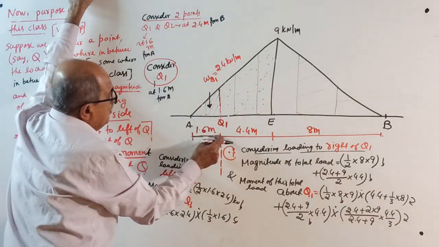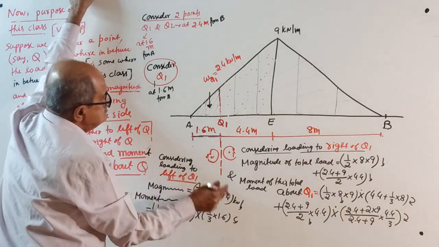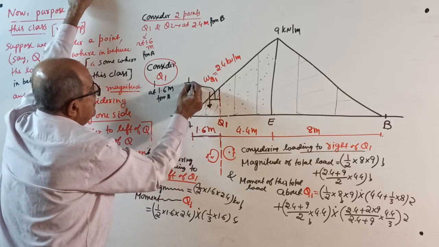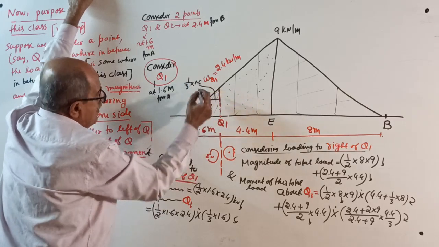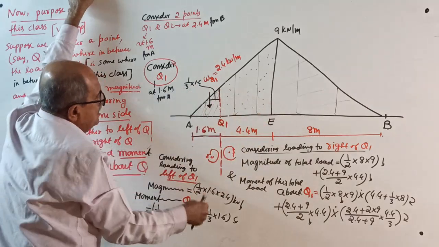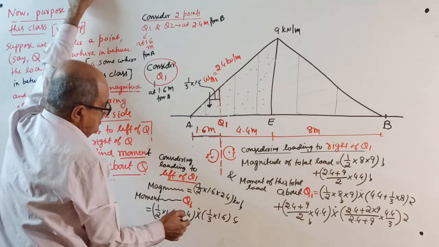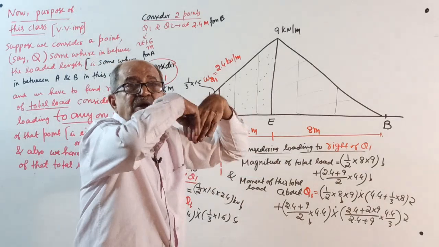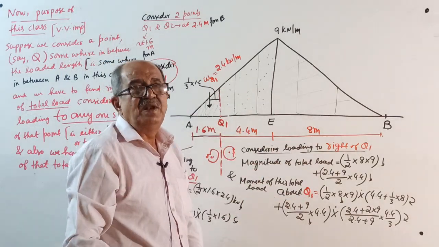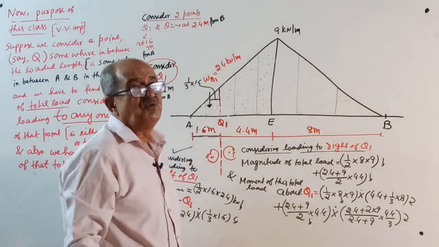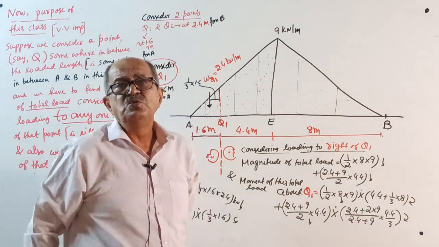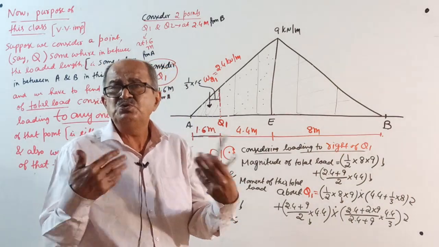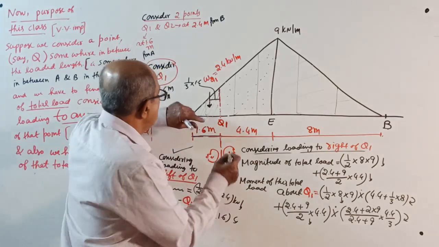Half into 1.6 into 2.4, down. And this distance will be 1/3 of 1.6. So the moment will be that total load into 1/3 of 1.6. So this is very, very easy. Or if you consider the right side, actually I told you better the left side, because when you do bending moment calculation, you consider any one side. But sometimes you are forced to consider that side. In that case, don't panic.